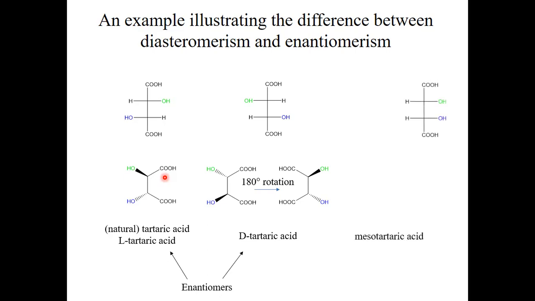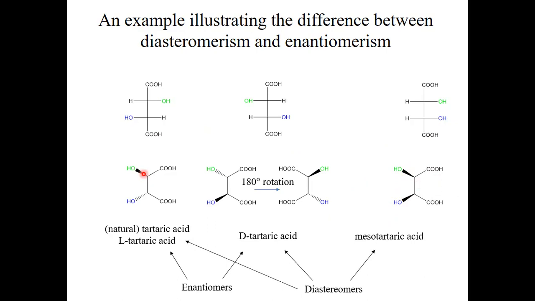Okay, so now we have a third form of tartaric acid. It's called meso-tartaric acid, in which both OH groups can be drawn to the right side. Okay, so that would mean that both OH groups point out of the paper plane. So now it's easy to see that this form of tartaric acid is not a mirror image of the other two. Okay, therefore, this would be a diastereomer relative to the other two.